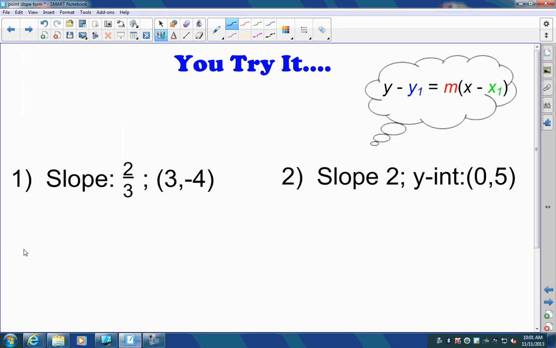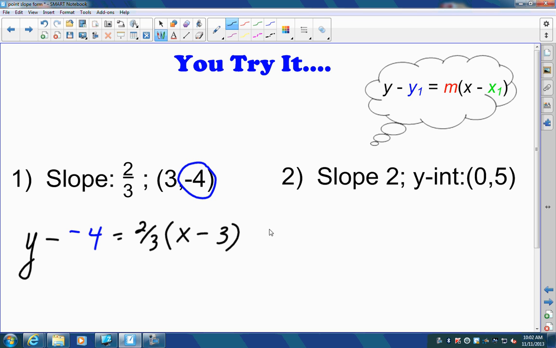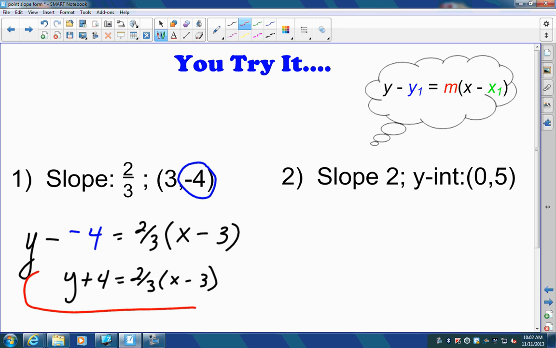Now, number 1, y, and it says y minus y1. Here's my y1 right here. So it's minus -4 equals 2/3, the slope, times x minus x1, which is 3. Now, minus a negative, this should be y plus 4 equals 2/3 x minus 3. This is your equation in point slope form, right there.